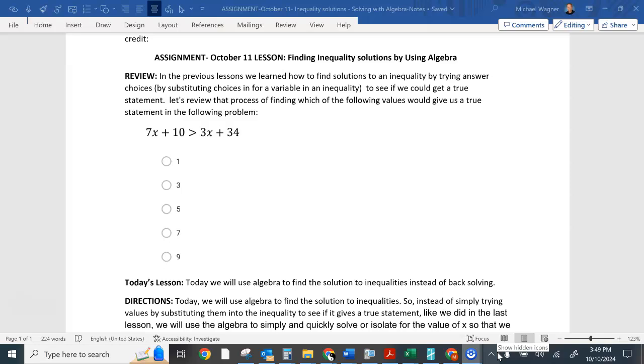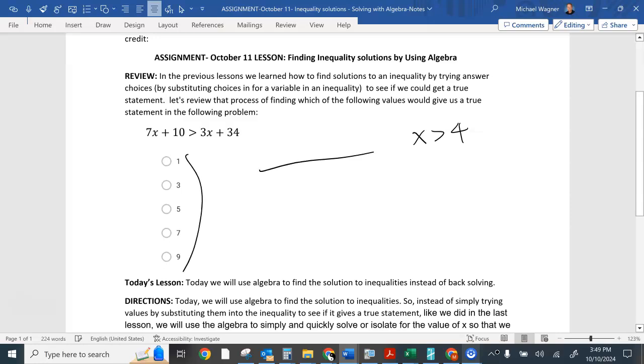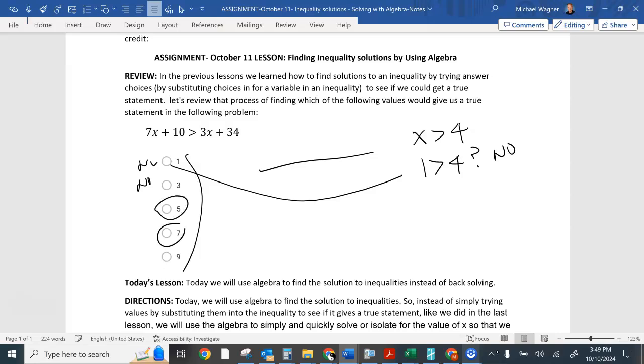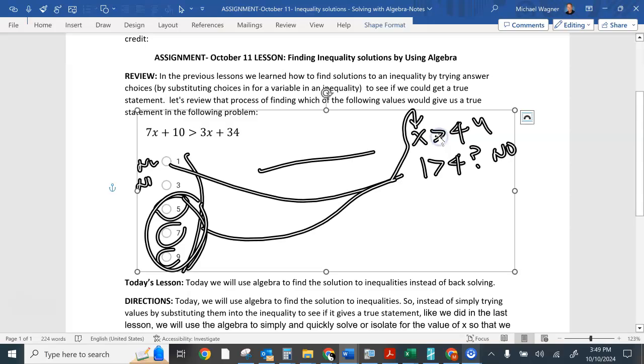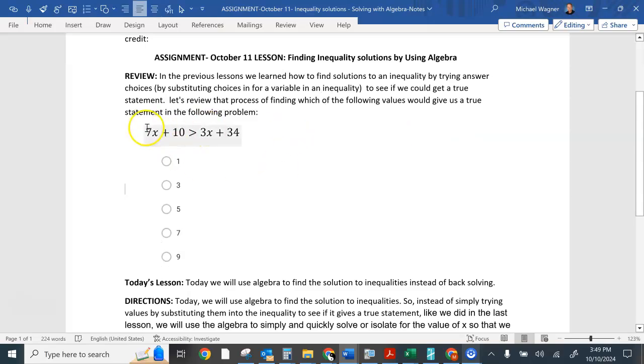For example, if I say x is greater than 4, which one of these over here is true? So I take 1. Is 1 greater than 4? No, so that's not a solution. Is 3 greater than 4? No. Is 5? Yes. 7? Yes. All of these, if I put them right here, are greater than 4. So those are the only solutions. But again, I'm not looking at that equation right there. I'm looking at that equation.